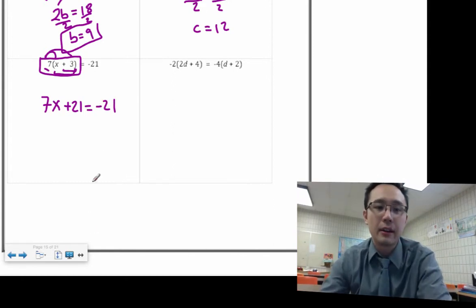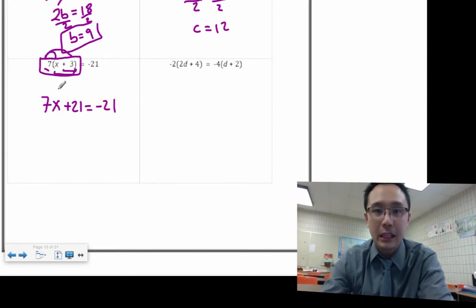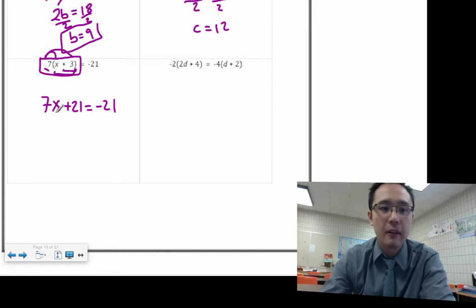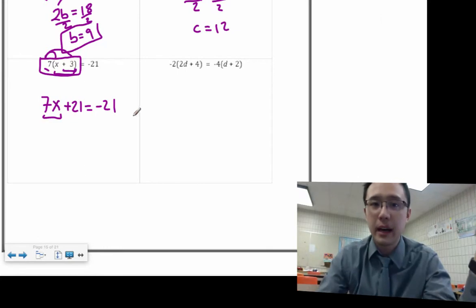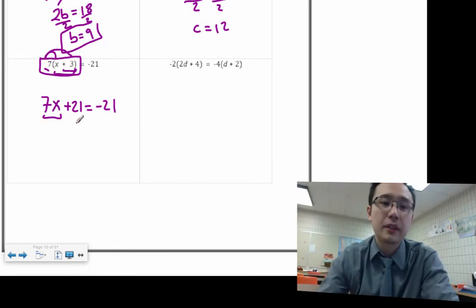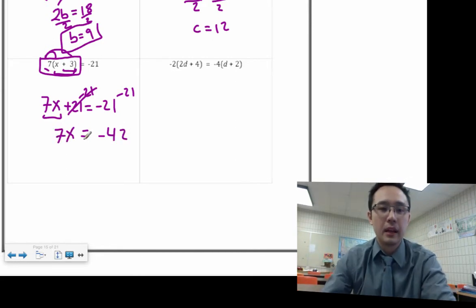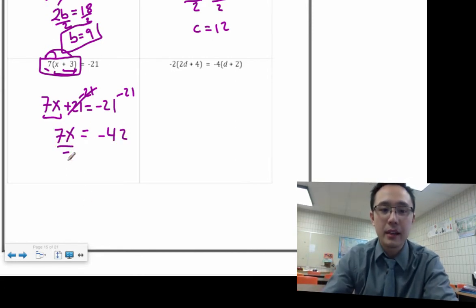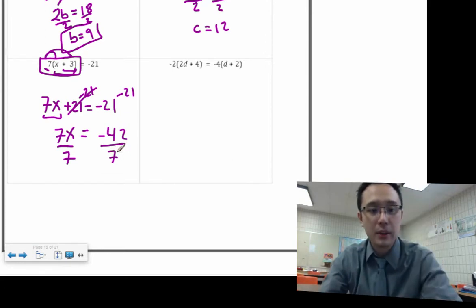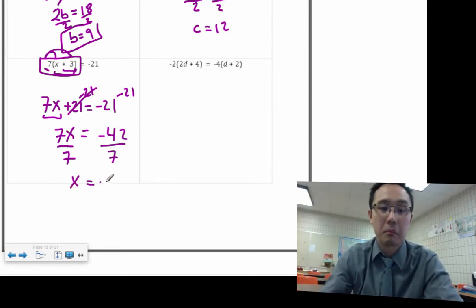So notice how I changed that into an equation. Now I have x's on the left side, no x's on the right side. I'm just going to keep my x's on the left side, but I do have some numbers, so I've got to get rid of the numbers by doing the opposite to both sides. Cancels this. This is equal to -42. I still have 7x here, right? Divide both sides by 7 because I have 7 x's. I just need 1, so x is equal to -6.